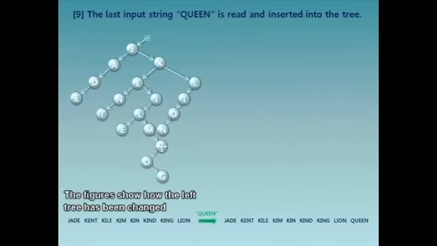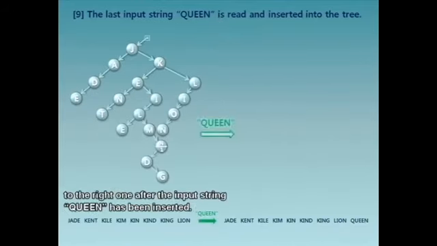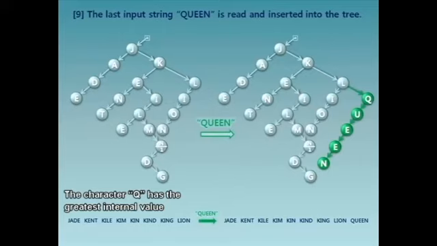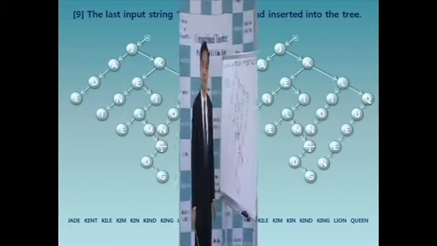The figure shows how the right subtree has been changed after the input string Quin has been inserted. The character Q has the greatest internal value among the first characters of stored input strings. Thus, the rightmost place will be its place in the tree.